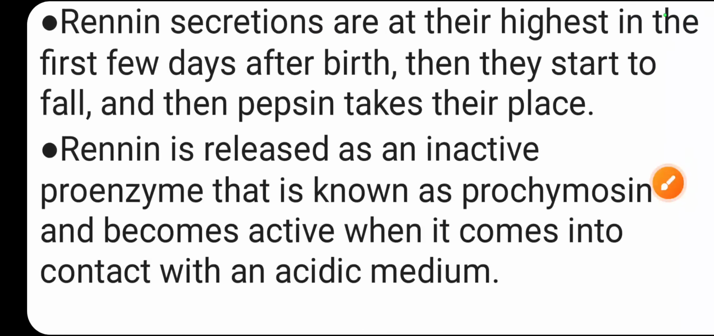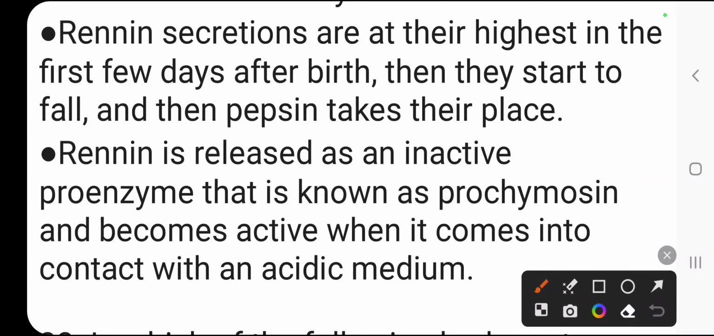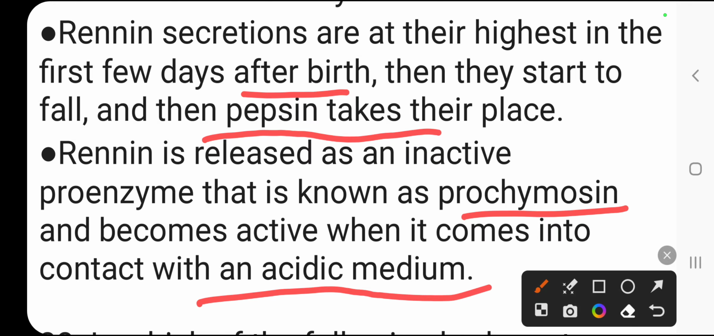Renin secretions are at their highest in the first few days after birth. Then they start to fall and then pepsin takes its place. Renin is released as an inactive proenzyme which is known as prochymosin and becomes active when it comes into the acidic medium.